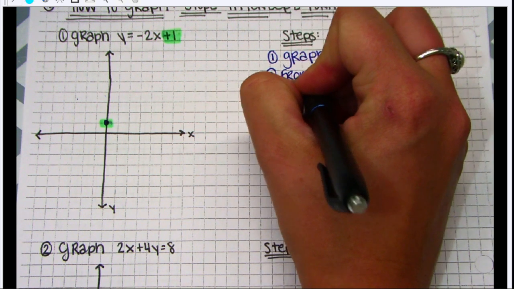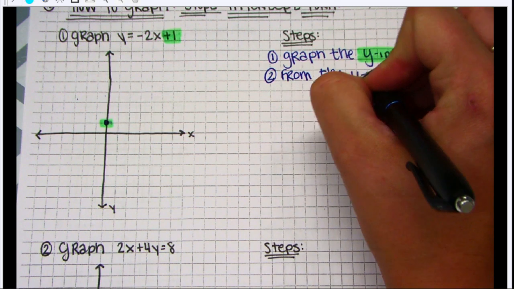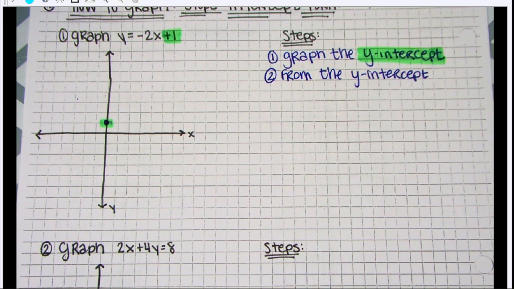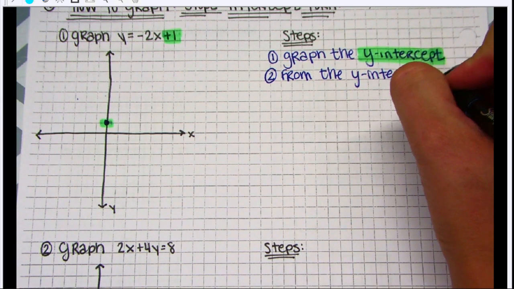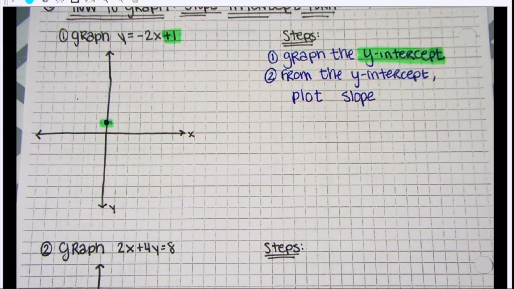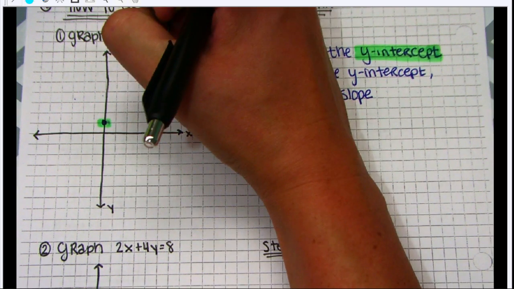from the y-intercept. And it is very important that you start at the y-intercept. So you plot the y-intercept first. From that point, then you plot the slope. You don't go to the origin and plot it. You start at the point. So from the y-intercept, plot slope. So what is our slope number in this problem? Negative 2 is slope. So right here where we got a negative 2, that is our slope.